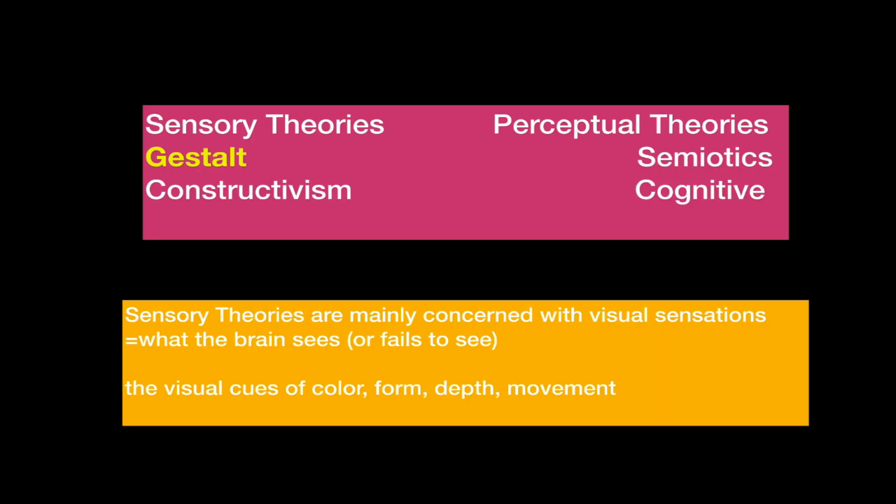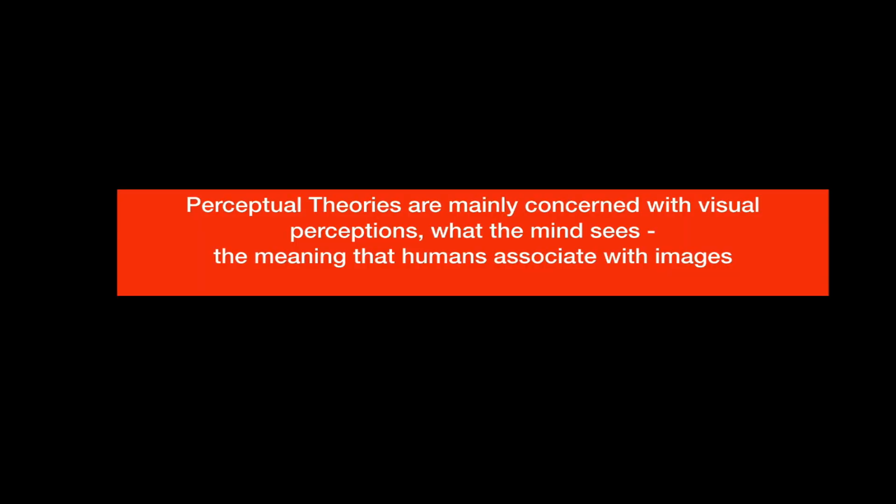So semiotics and cognitive fall under this category. Perceptual theories are concerned with visual perceptions, what the mind sees, kind of what meaning we make of the things we see. So the other one is talking about what we see and its structure, and this is the meaning we make of it. So hopefully that makes a little sense to you.